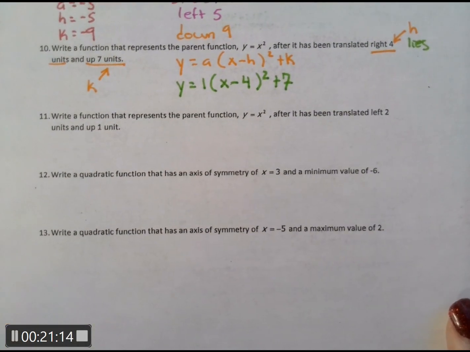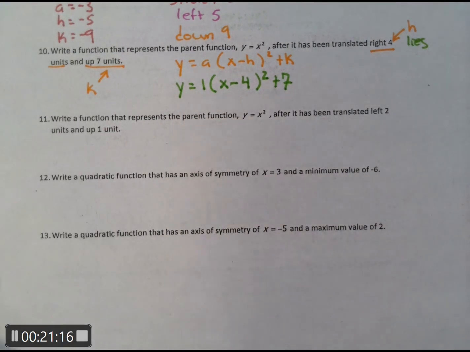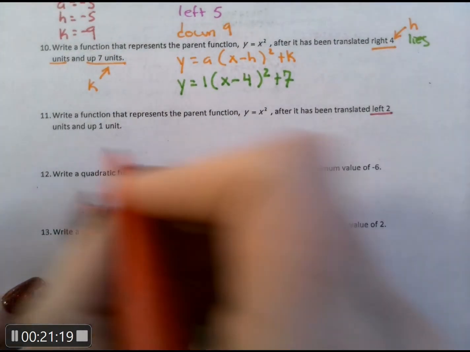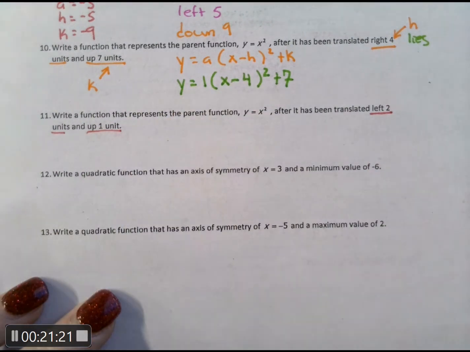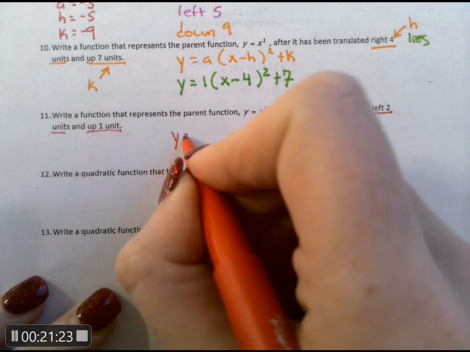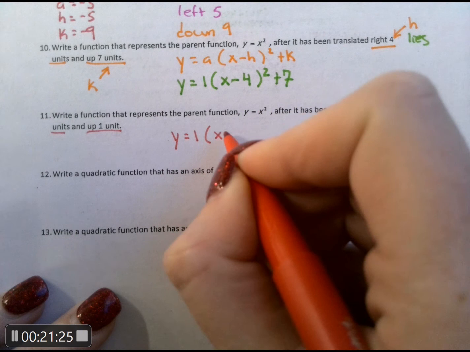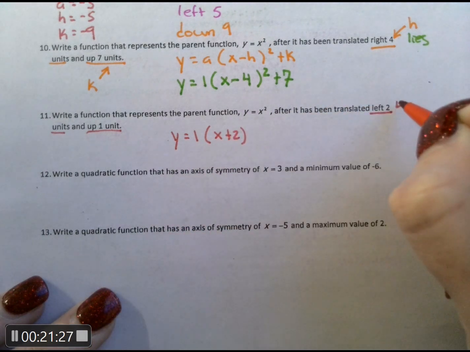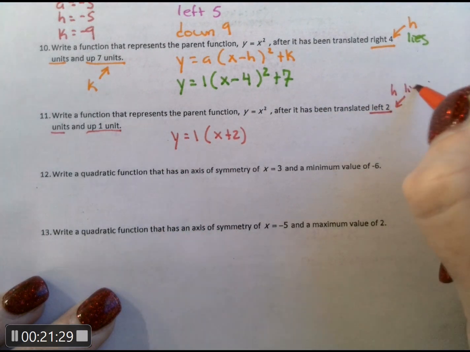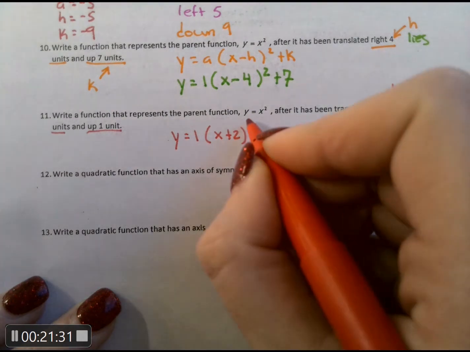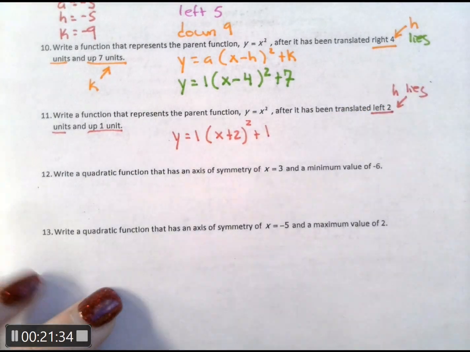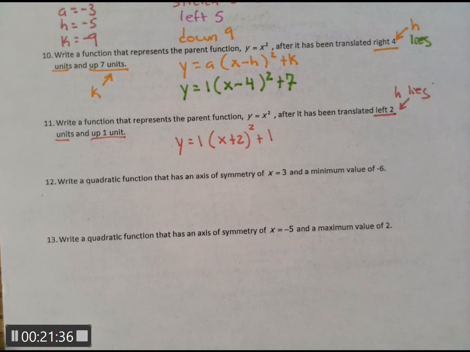Let's try 11. Alright, so we're going to write it after it has been translated left 2 units and up 1. So y equals 1, x plus 2, because remember, h lies, squared, and then plus 1. Okay?